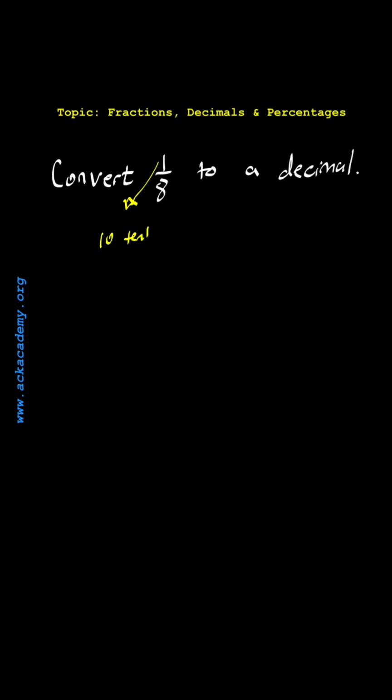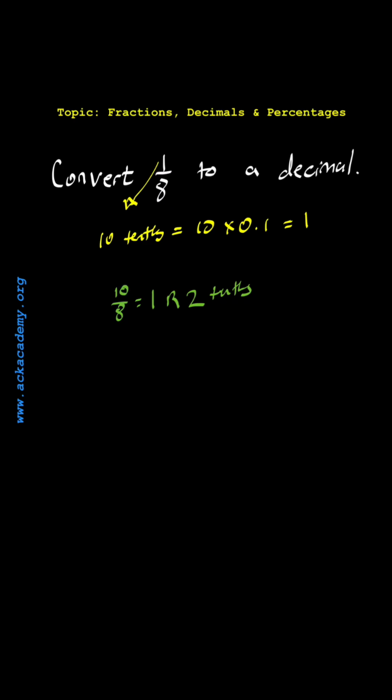So 10 tenths, which is equal to, I'm going to write this every time just because I want you to be clear what is happening, which is equal to 1. So let's take the 10 tenths and divide it by 8. So let's do 10 divided by 8. How many times does 8 go into 10? 1 time. And what's the remainder? 2. Okay. So now we have 2 tenths remaining. So we have 1 whole and the remainder is 2 tenths.